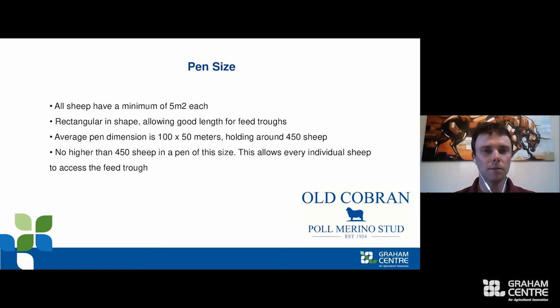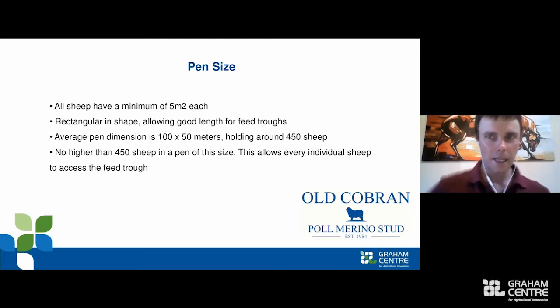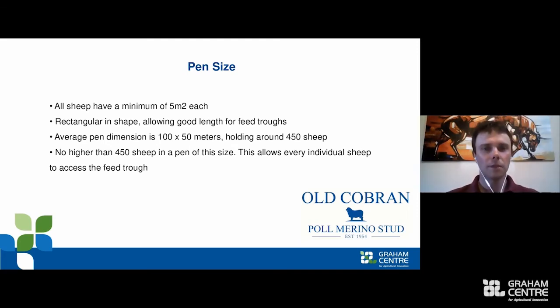Pen size. All sheep have a minimum of 5 square metres each. The pens were built in a rectangular shape. This allows for good length to allow feed troughs to be constructed along one side. So the average pen is about 100 by 50 metres, and this obviously can hold around 450 sheep.